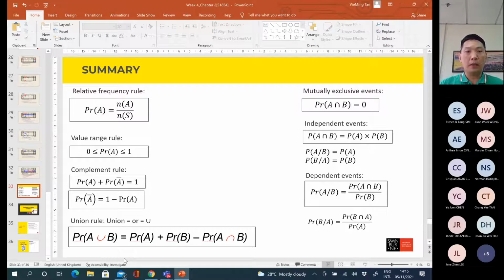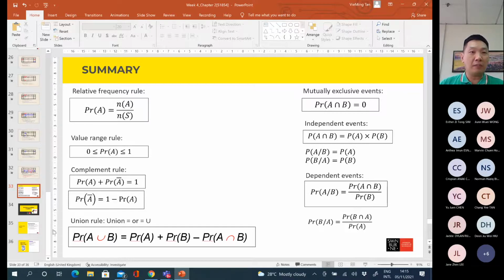So what is the formula to calculate the probability of A union B? A union B means it can be A or B, or both. That's the meaning. I repeat: A union B means probability of A or probability of B or probability of A intersect B, or both. It can be probability A plus probability B, and then add the probability of A intersect B, in fact.